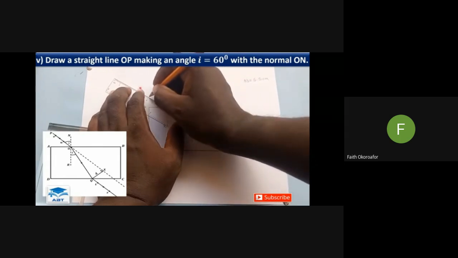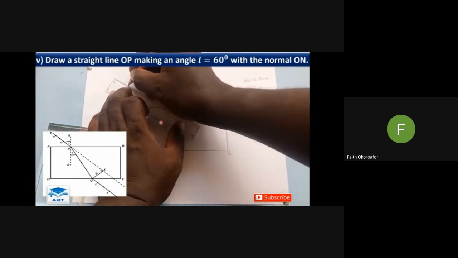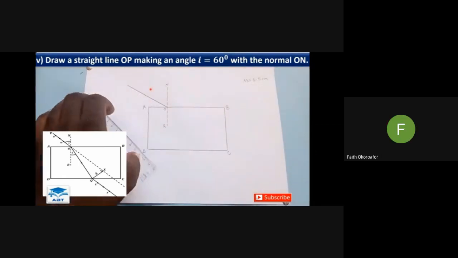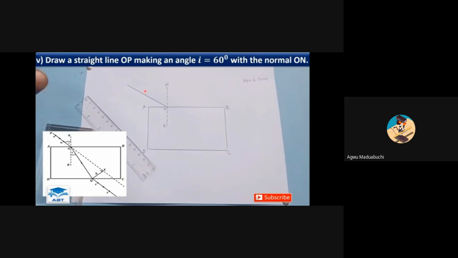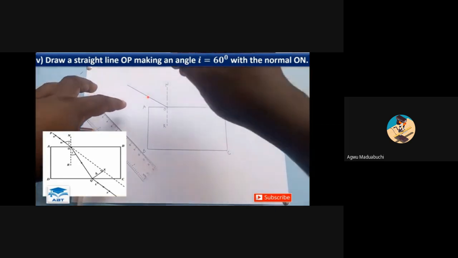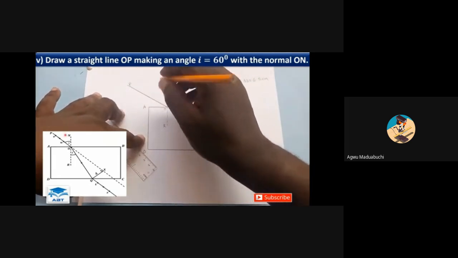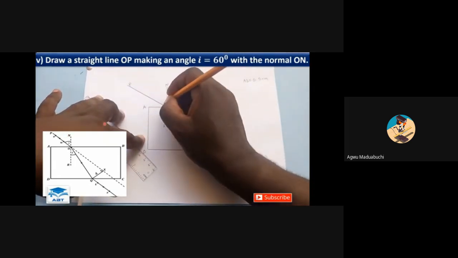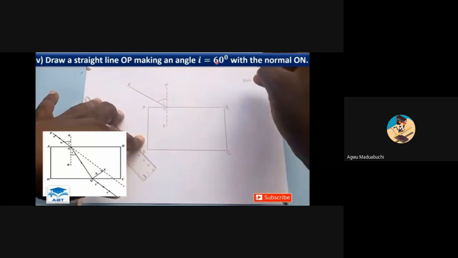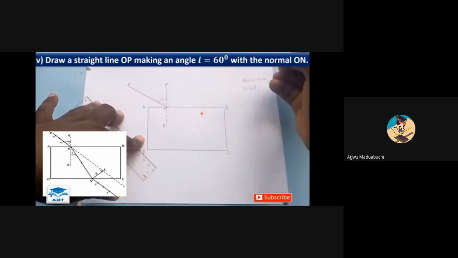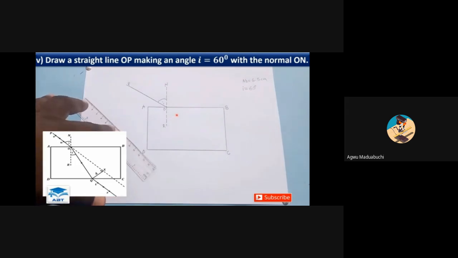So are you following what he's doing, or do you want me to make some explanation? We are following, sir. So now what he just did is that in the instruction, they asked him to measure a particular angle. So that is what he used the protractor to measure. Did you pick it, or should I show you again? I got it, sir. So i is 60 degrees.